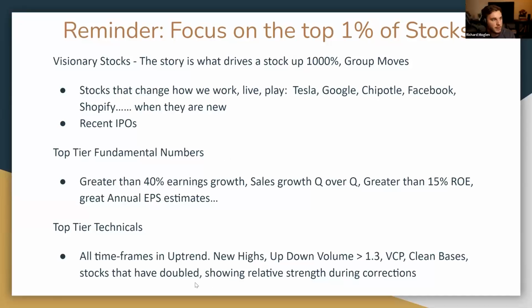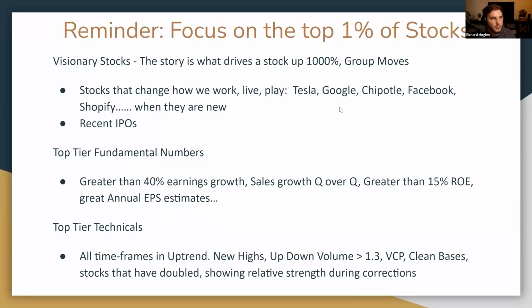Basically, we want to focus on a few of these different criteria. First, visionary stocks. The story is what drives a stock up 1,000%. Group moves, stocks that are moving with their entire industry group, that's key as well. We want to focus on stocks that change how we work, how we live, how we play. Think about what's kind of impacted your lives immensely. I'm sure all you guys have Teslas. Obviously not, but Tesla is a recent example. Google, everybody uses Google every single day.